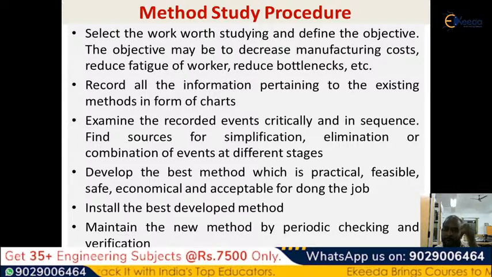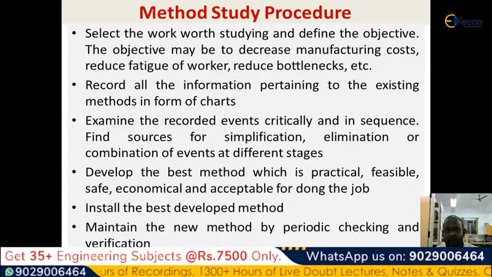Suppose you want to reduce the time taken for travel inside the industry. I should know between which two machines the time delay is occurring. Are there any sequential issues in that? Who is the responsible person for this delay? If I know that, then what happens? I can make a method to eliminate that particular bottleneck alone.